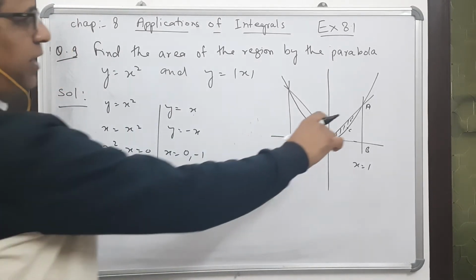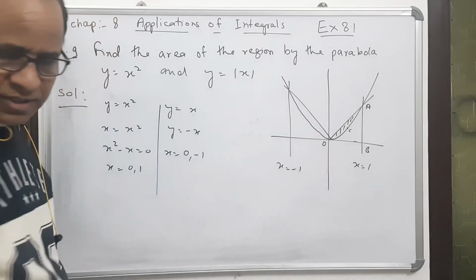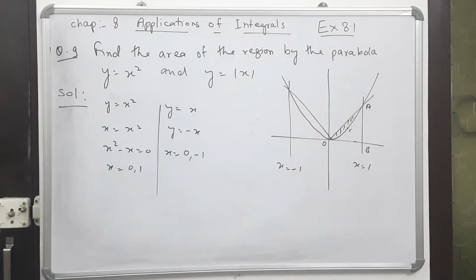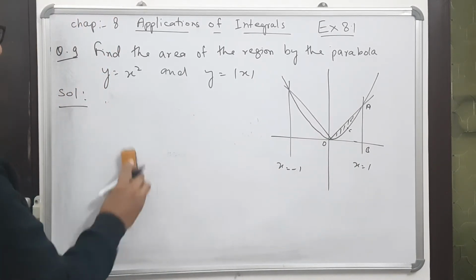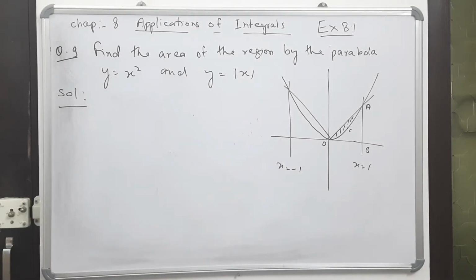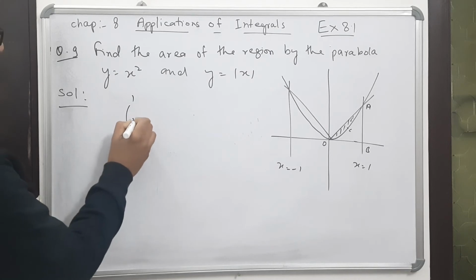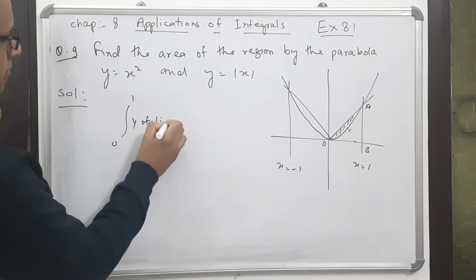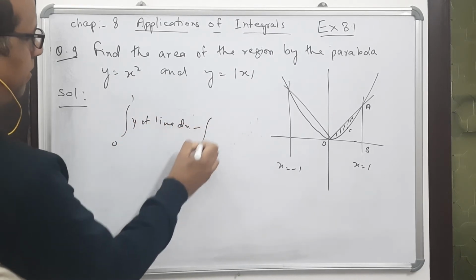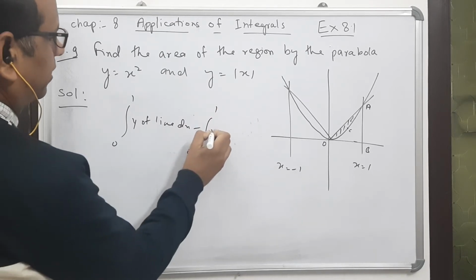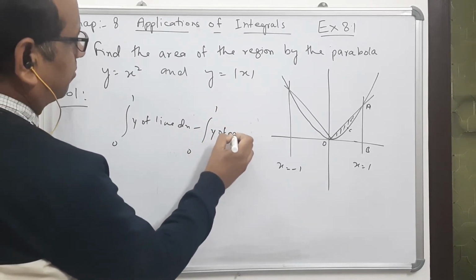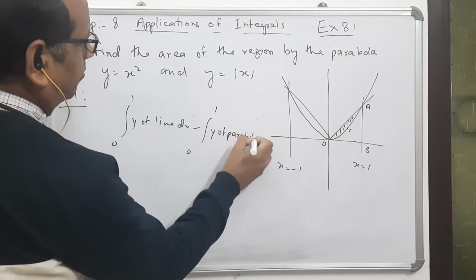Now we have to find this shaded part. So this area will be the integral from 0 to 1 of y of the line dx, minus the integral from 0 to 1 of y of the parabola dx.